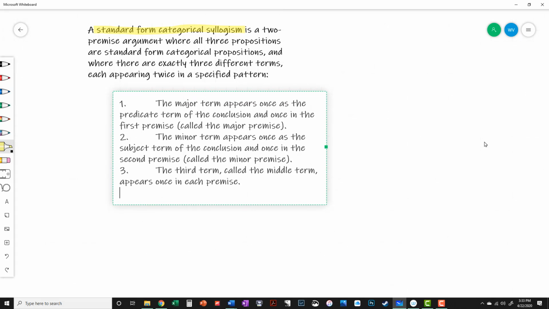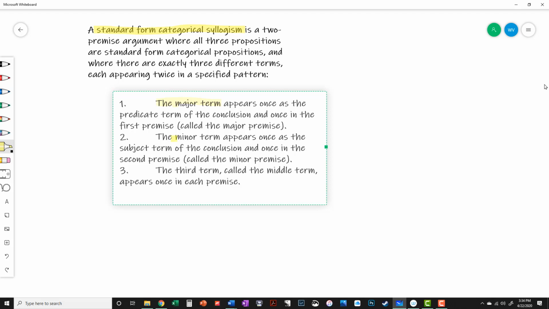So the major term is the first term that we want to define, and that major term is the predicate of the conclusion. Okay, so that term, we're going to call it P because it's the major term, it's the predicate term of the conclusion. That major term appears once in the first premise. Now, because that major term appears in the first premise, we also call the first premise the major premise. Now, we haven't specified where the major term appears in the first premise. It doesn't necessarily appear in the predicate place. It could also appear in the subject place.